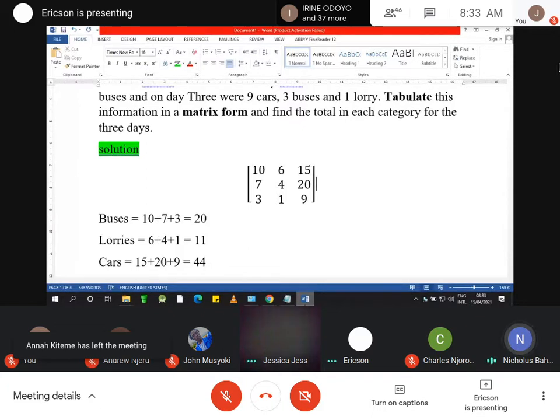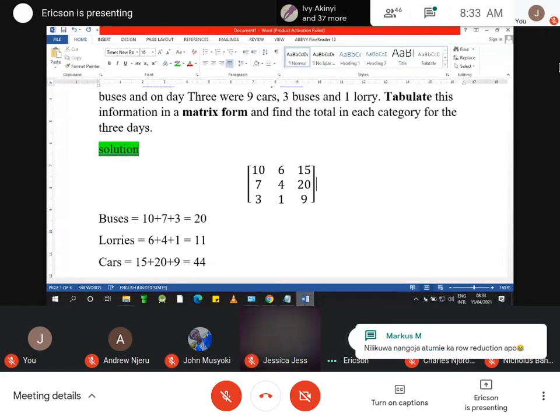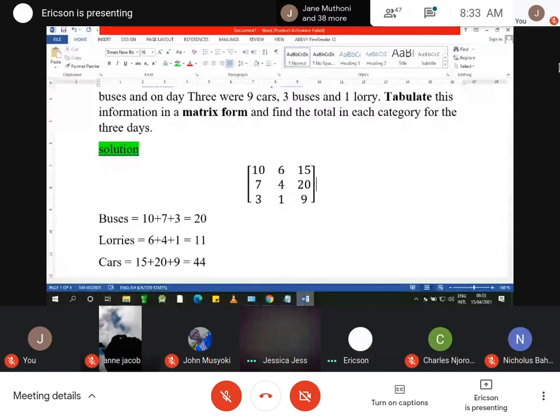Meza leto kwa mtihani kitu kaa hiyo. It is possible sana. It is possible for you to be given such a question. Sasa tunaandika in matrix alafu tuna add alafu hiyo ndio jibu. Even your swali imeuliza, the question is asking tabulate this information. A matrix, you must have a matrix.